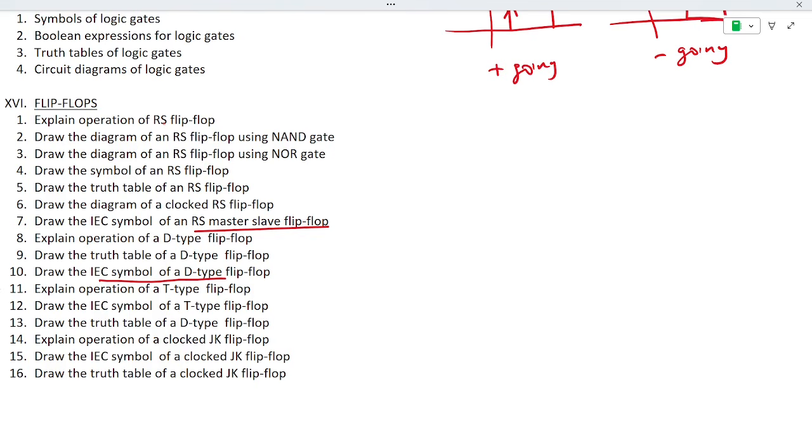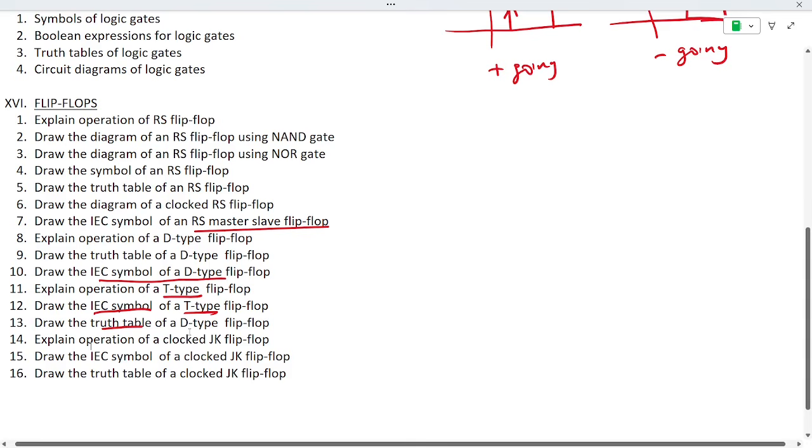You should be able to explain the operation of a T-type flip-flop, and then draw the IEC symbol of a T-type flip-flop and draw the truth table of a T-type. Sorry, this is a T-type, it's not a D. We did D here already. So this is a T-type flip-flop. So draw the truth table of a T-type flip-flop.